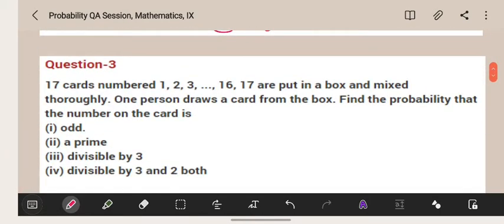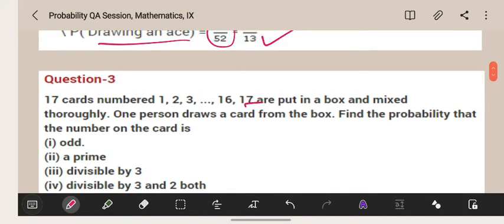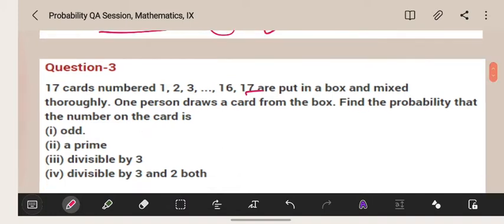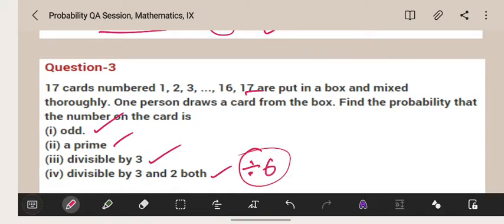Third question. 17 cards numbered 1, 2, 3 till 17 are put in a box and mixed thoroughly. One person draws a card from the box. Find the probability that the number on the card is an odd number, a prime number, divisible by 3, divisible by 3 and 2 both. That means divisible by 6.